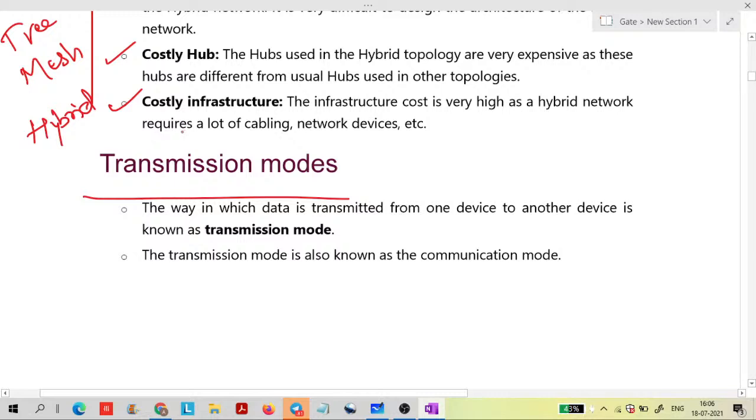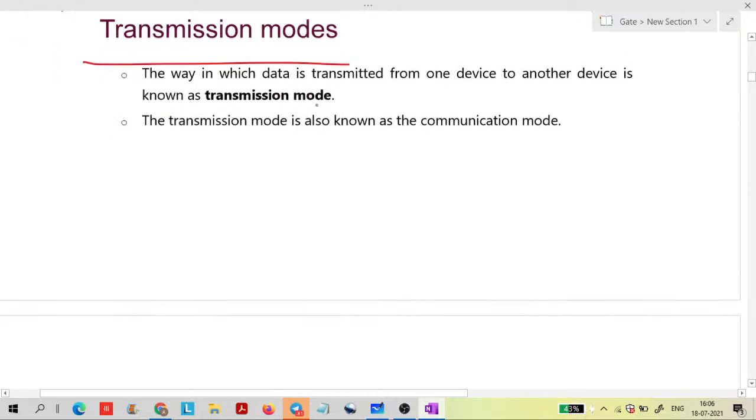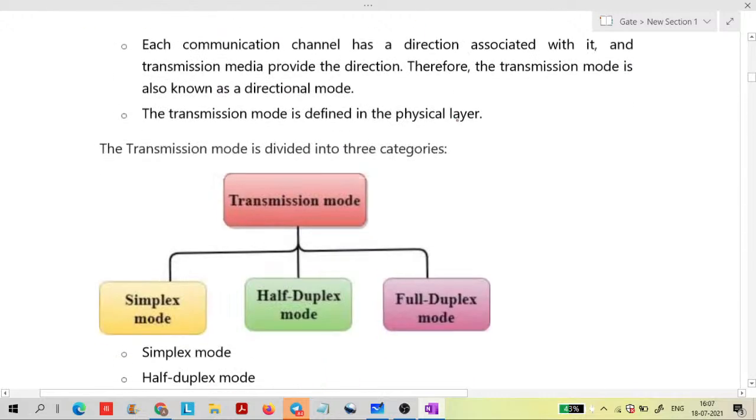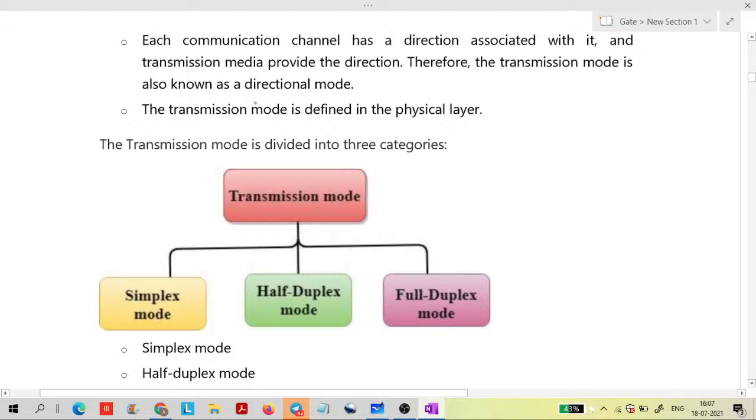structure of a network. Next, the transmission medium is the way in which data is transmitted from one device to another device. The transmission mode is also known as the communication mode. Each communication channel has a direction associated with it and a transmission media that provides the direction. Therefore, the transmission mode is also known as directional mode.